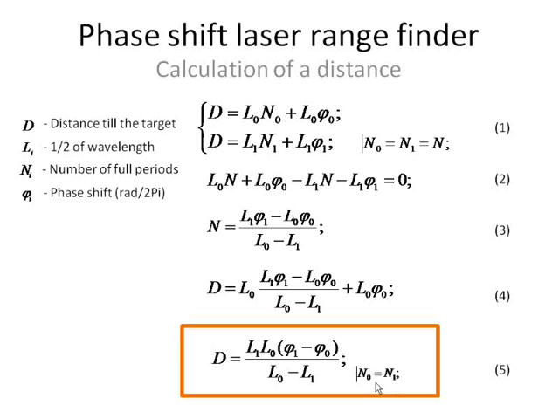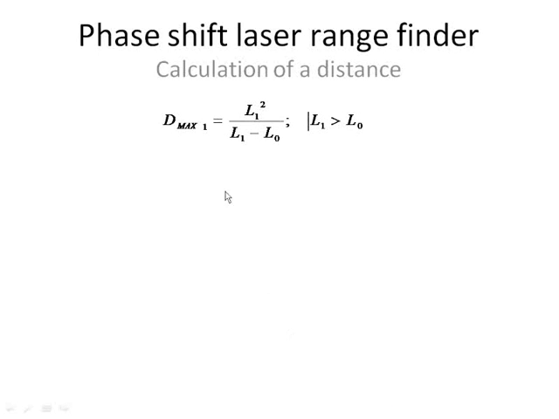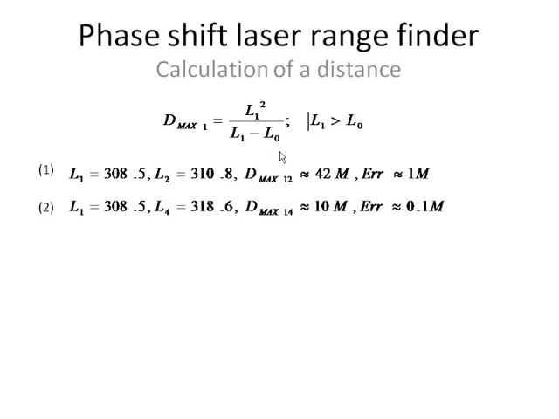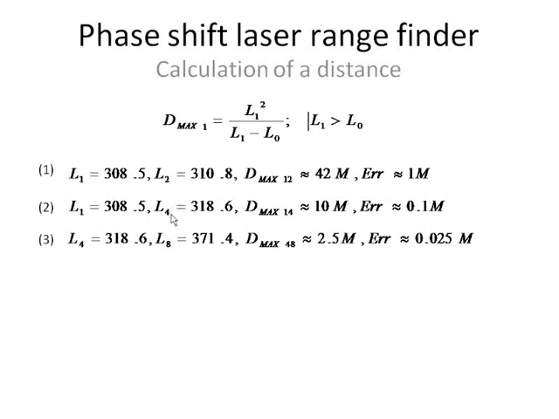And the maximum distance, where the assumption is right, might be calculated using this formula. As you can see, the closer the wavelengths are, the bigger the distance is, but unfortunately, error is also increased. Let's consider several examples using wavelengths from the previous table. In this case, maximum distance is about 40 meters, but unfortunately, error is really huge. In the next two examples, the difference between wavelengths is bigger, and consequently, maximum distance and error are lower.